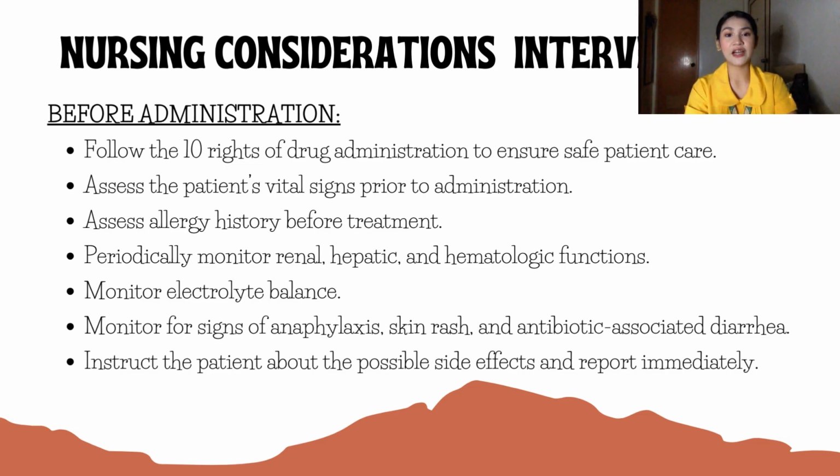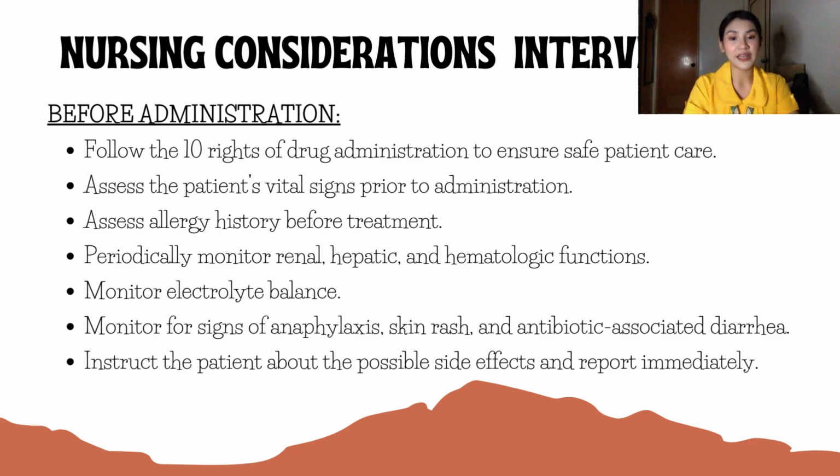That includes the right patient, which ensures that we are giving the medication to the correct patient by confirming their identity using at least two unique identifiers, like the name and the date of birth. Next, we have the right medication, to make sure that we have the correct medication prescribed for the patient. It is done to verify the medication against the prescription and check the label for accuracy. Next, we have the right dose, the third right in medication administration.